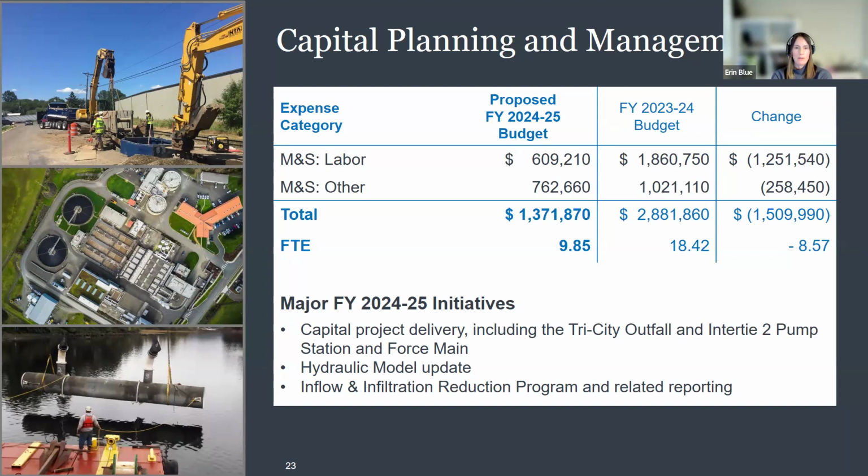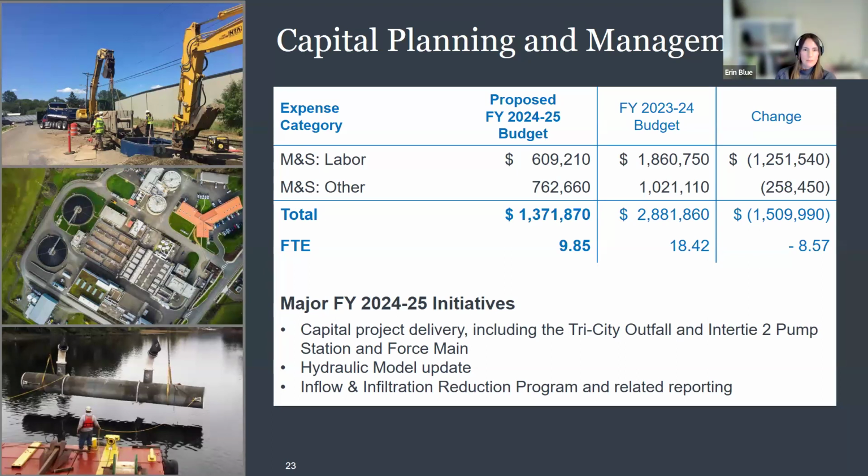So the operating budget is pretty minor because most of their budget is on the capital side and most of their labor is capitalized. Major projects for next year include the significant capital projects that we already saw, as well as updating Wes's hydraulic model to assess the success that the regional influent infiltration program has been having and developing program reporting for that to share out with the cities.